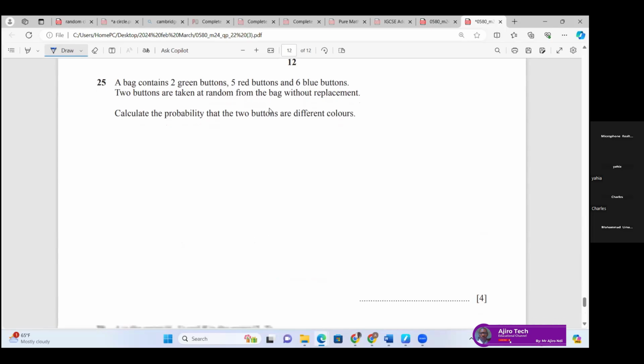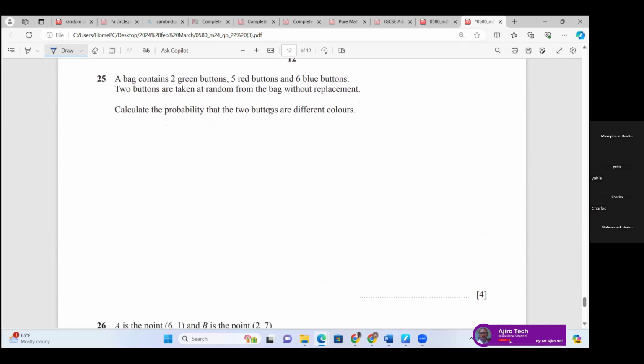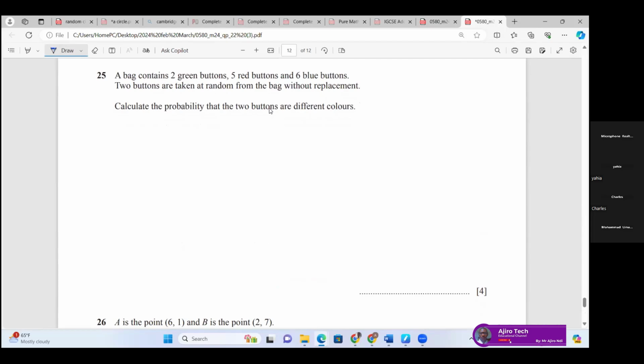A bag contains two green buttons, 5 red, 6 blue. Calculate the probability that 2 buttons are different colors. Now, different colors. Let me say G is green, then G prime is not green, okay? So different colors is either I have G and G prime different, or I have red and red prime different, or I have blue and blue prime.